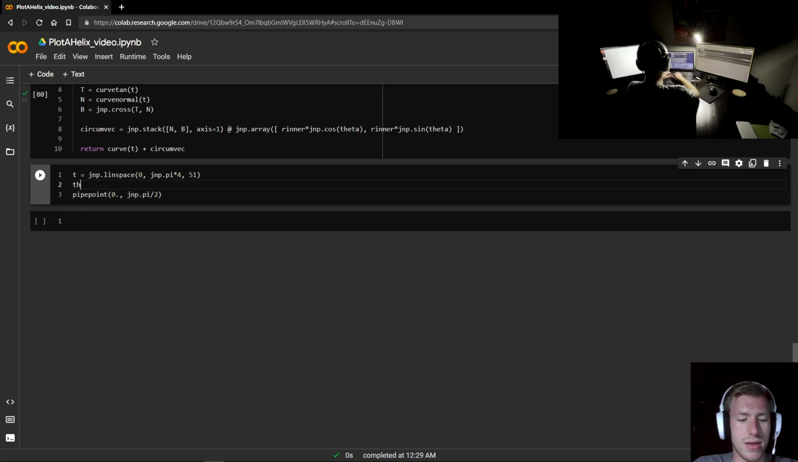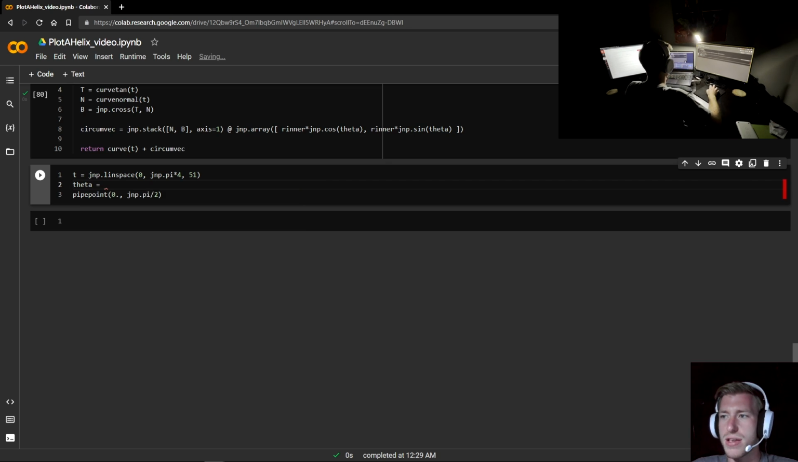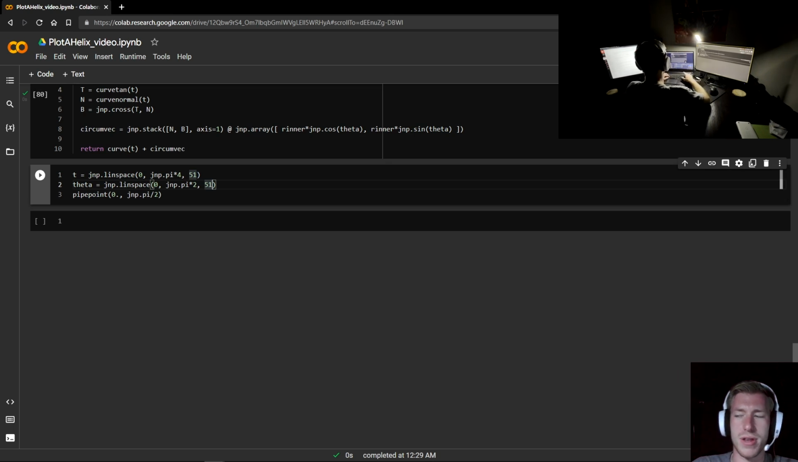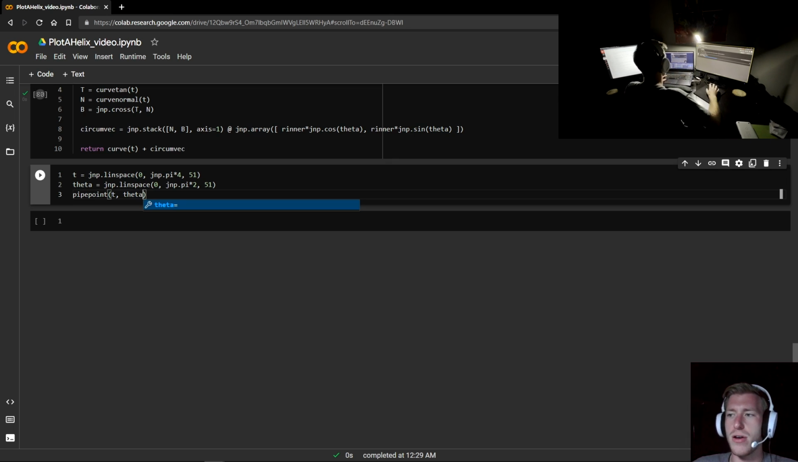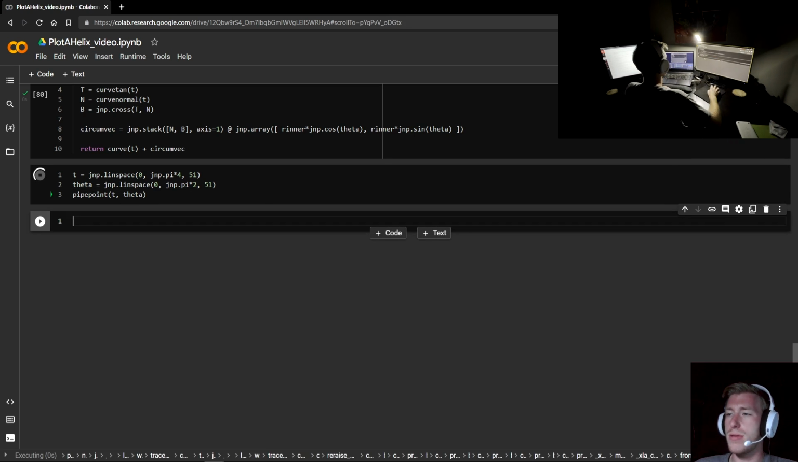And I'm also going to make a theta, which is equal to the exact same thing, but obviously it's not going to be to 4 pi, it's going to be to 2 pi. And we're going to have, again, 50 more points. So now if I just plug in t and theta, this may work. If it doesn't, that's all right, because we can just do a for loop when we implement it in our fourth video. No, theta is going to be, that's the name of it. Will you run?